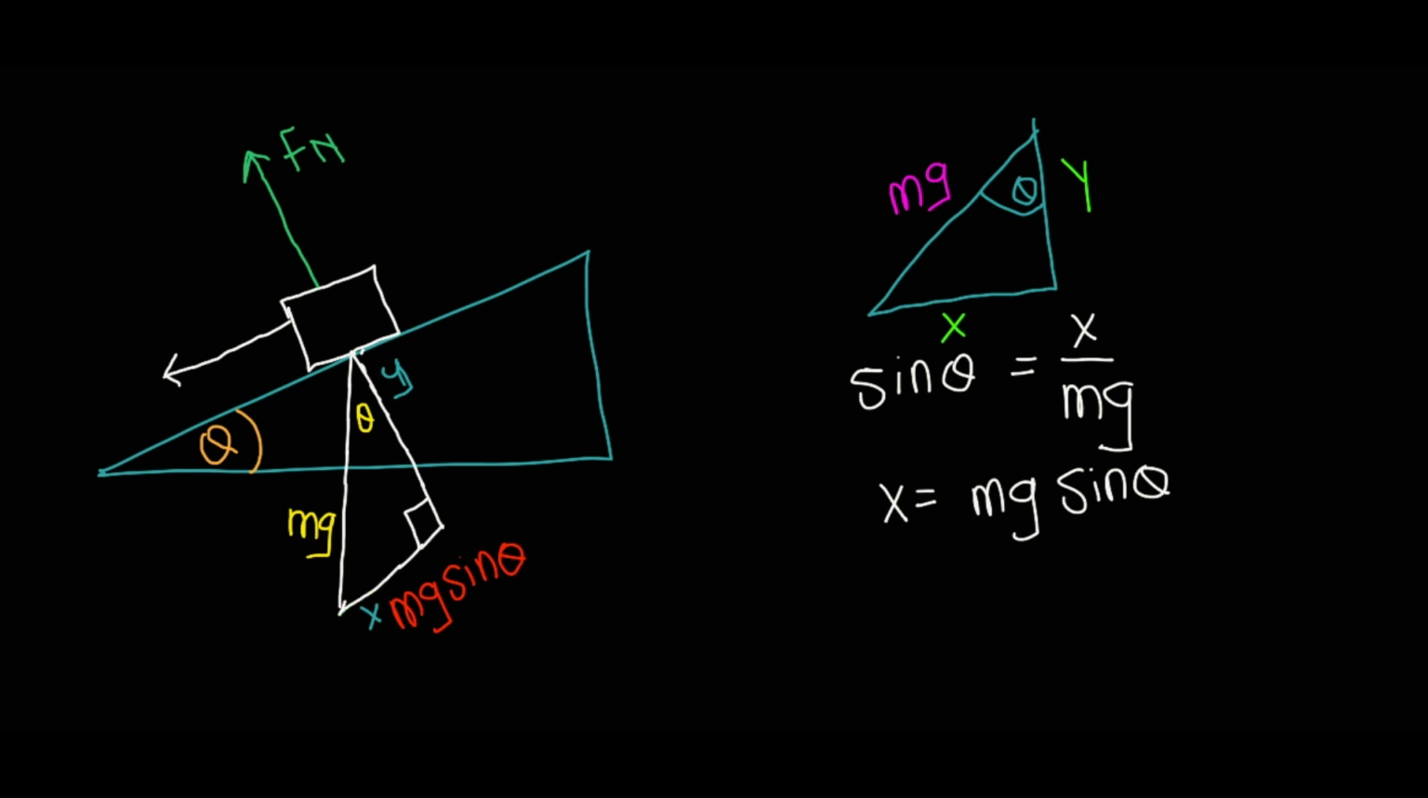And then now let's find y. I will do the same thing by using a trig ratio. We say cos theta equals adjacent, which is y, over hypotenuse, which is mg. So now y equals mg cos theta. So this is mg cos theta, this force.